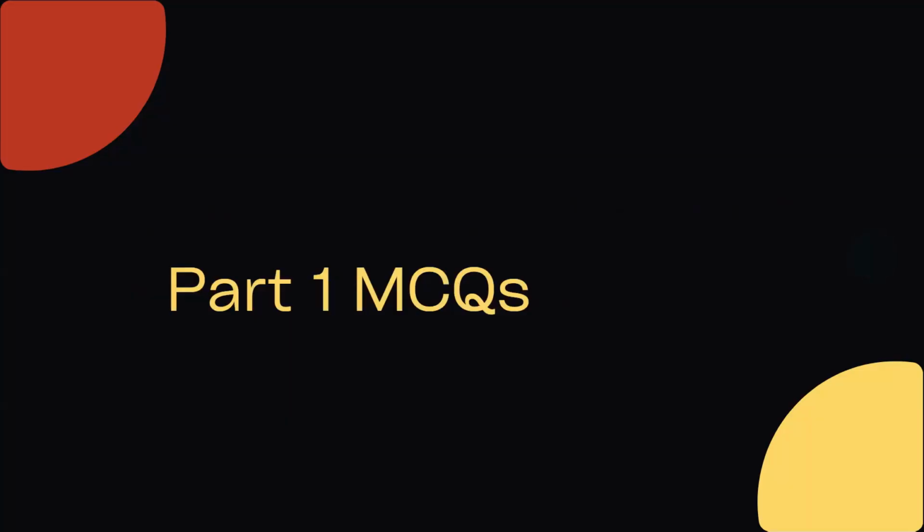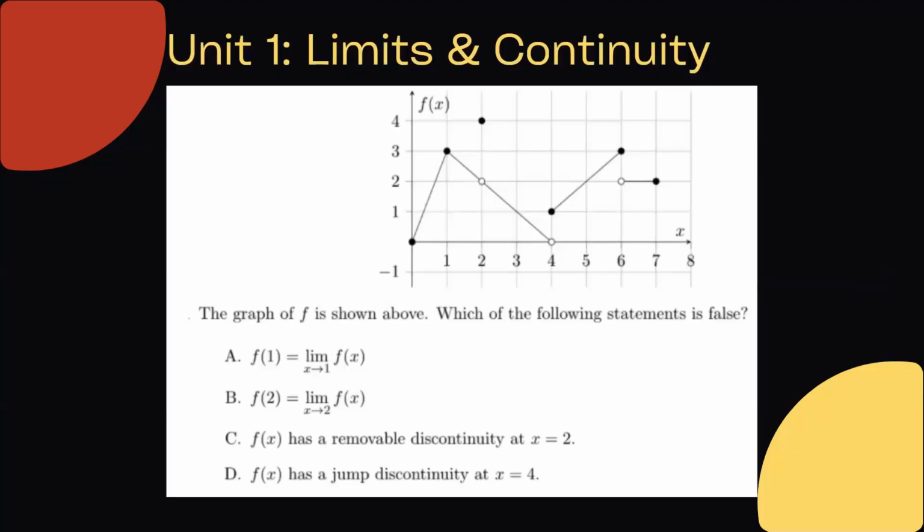Let's look at some practice problems here, starting with multiple choice questions. So if we look at this one, the graph of f is shown here. Which of the following statements is false? So if we look at part A, f of 1 equals the limit. Basically, that's the definition of continuity, and the function is continuous here. The function value at 1 is 3. The limit is also 3, so that's not false.